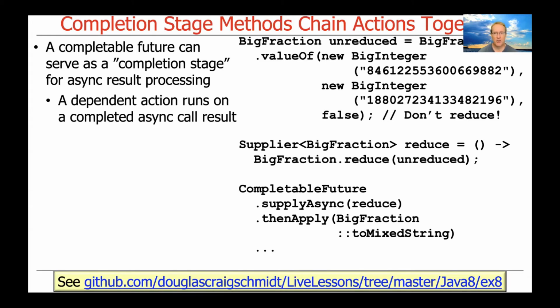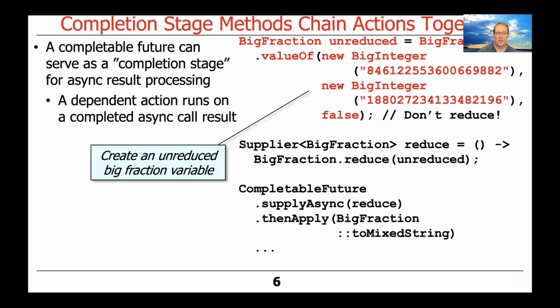This particular example, again, occurs in the EX8 folder in my GitHub repository. Completion stages are basically used to have dependent actions that are run or triggered when a previously invoked asynchronous call completes, in order to continue to process its result in a nice fluent manner. This particular piece of code illustrates one such example. We'll talk about these examples in more detail later, but I just want to give you the bird's eye view here.